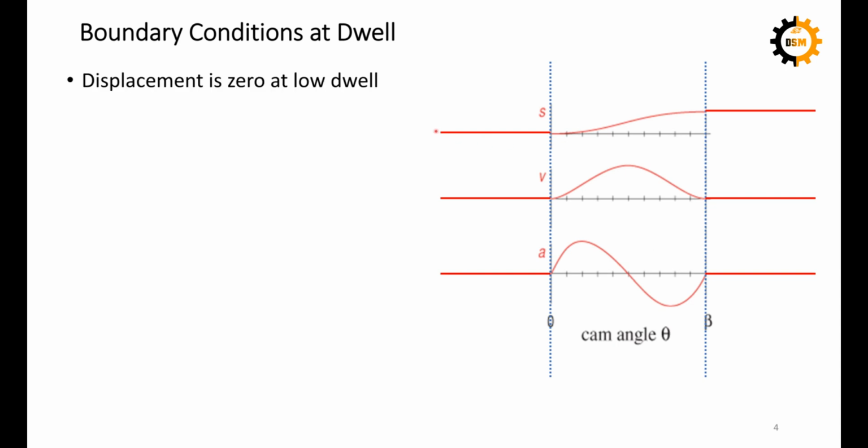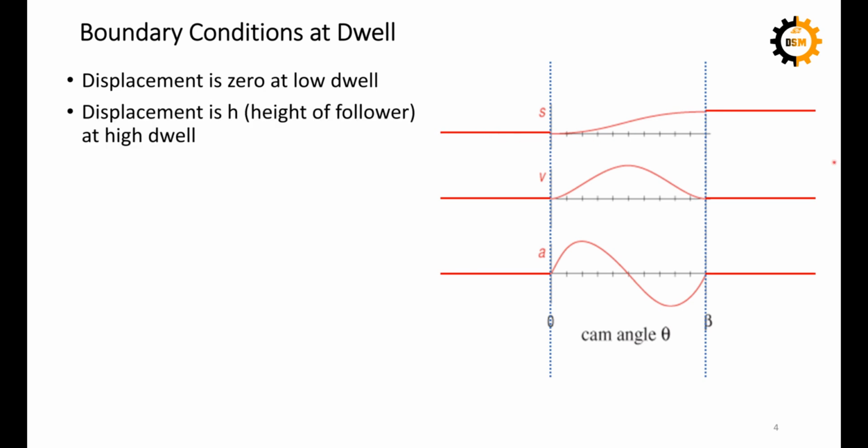Remember that the displacement at dual will be taken as constant. If it is the lower dual, or the follower is at the lowest height, we will call it zero displacement. So this case is displacement 0. And if the follower has taken some height, we will call it the rise displacement or h displacement, where h is the maximum height gained by the follower.